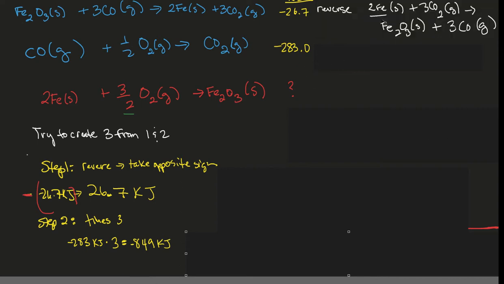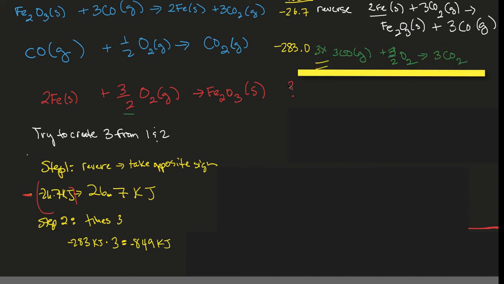So reversing the equation would make these products now reactants and these reactants now products. Again, we took the negative of your delta H as a result. So then the next step was to multiply your second equation by 3. So here's that 3 times. And now you have to multiply your delta H of 283 by 3 as well.